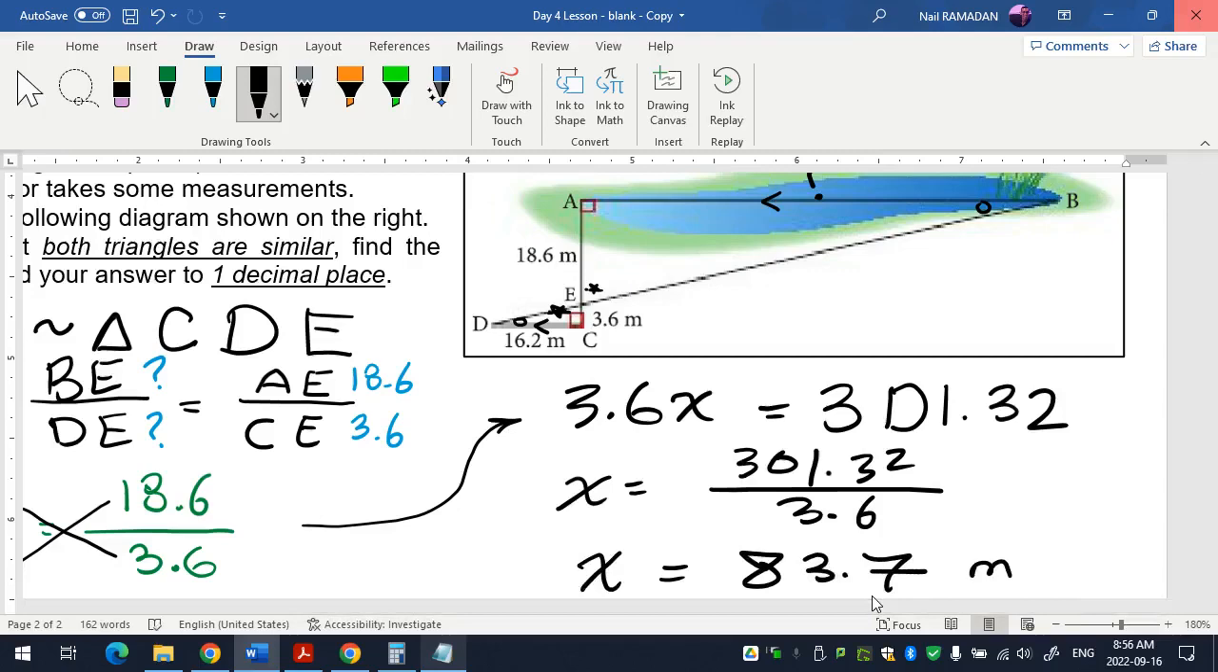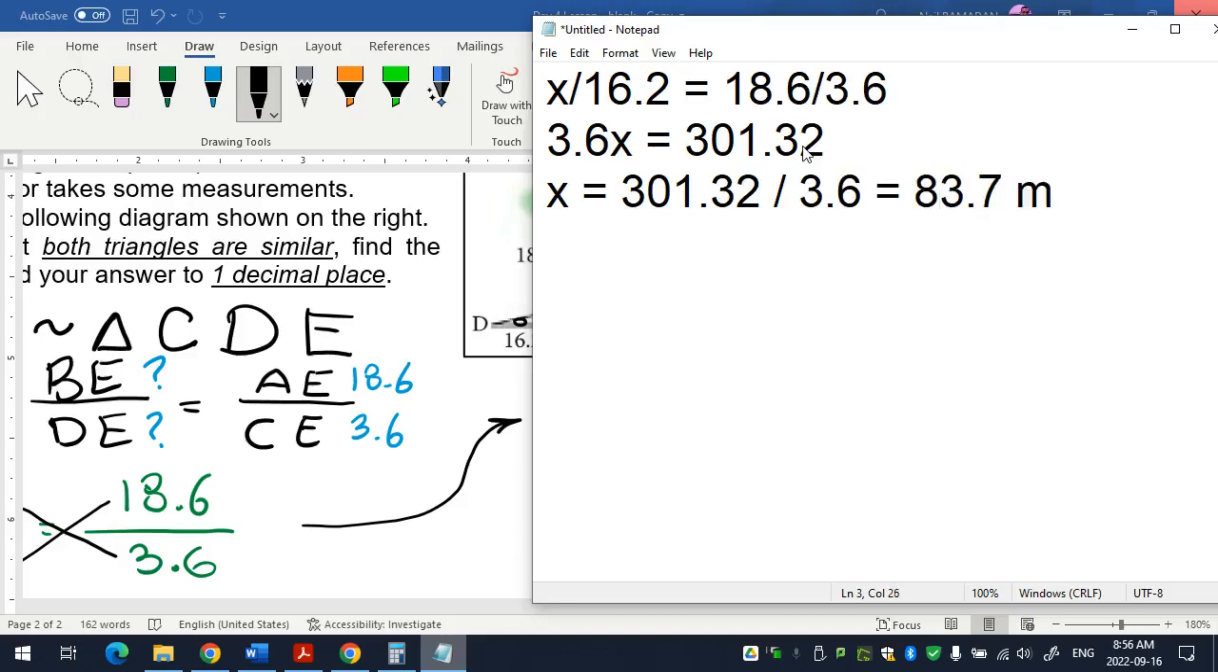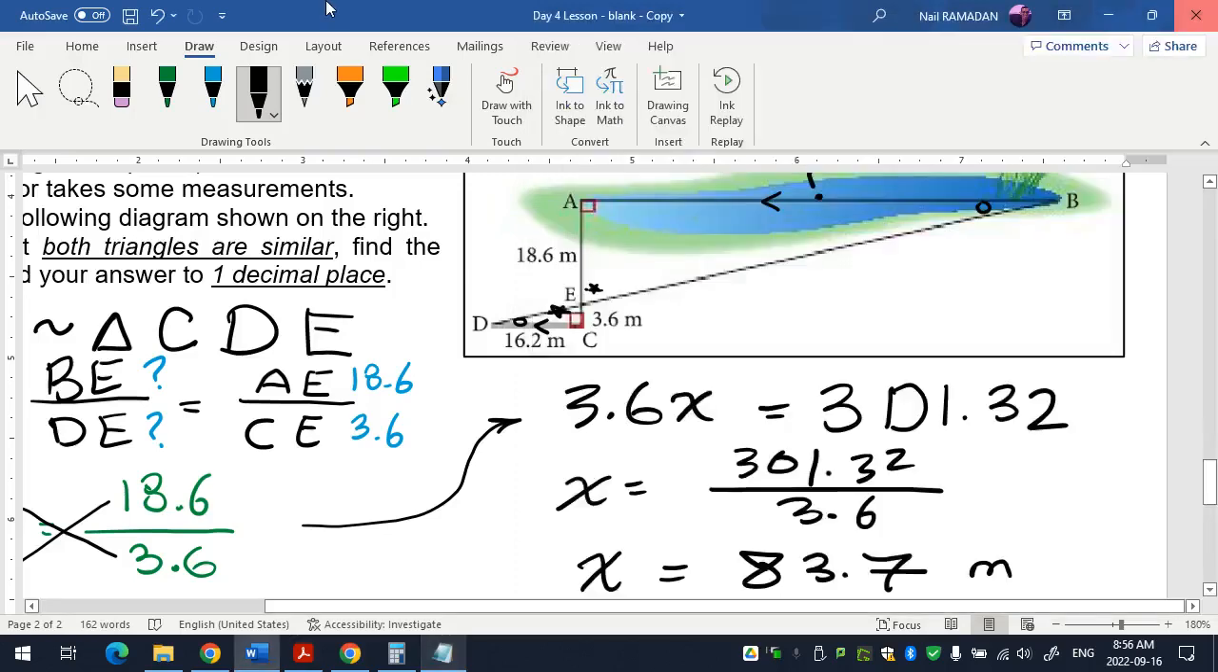So obviously, your next step should be, my bad, 301.32, and then x equals 301.32 divided by 3.6. And you can go on the same line. I really don't have a problem with that. Boom, that's it. So you never need to show me visually the cross multiplication. Show me what it means. This is what the cross multiplication leads to. And that's it. So this is how wide or how big the pond is.